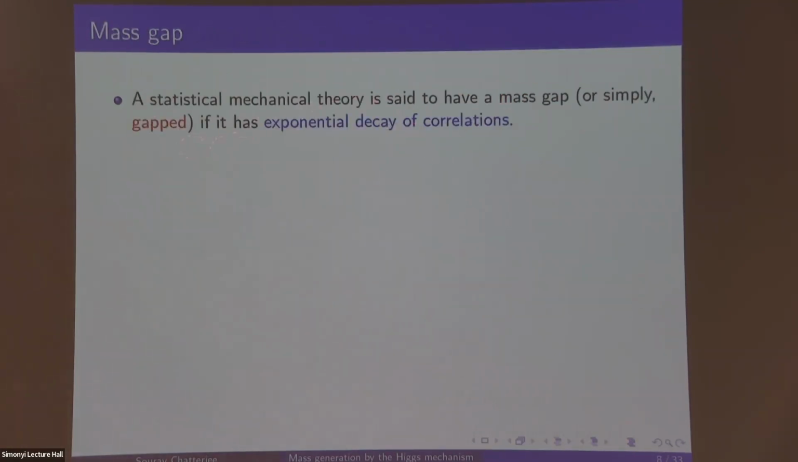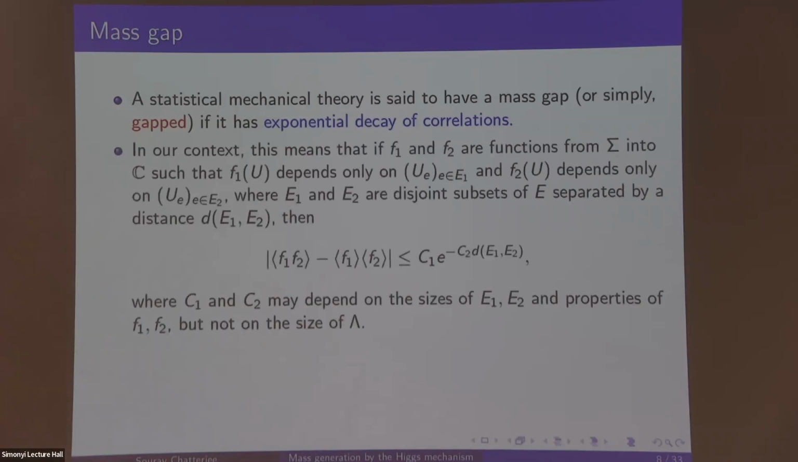So what is mass gap? Very roughly speaking, a statistical mechanical theory is said to have a mass gap if it has exponential decay of correlation. If you go to a quantum theory, it's related to the eigenvalues of the Hamiltonian. But if you translate it to statistical mechanical theories, you can just think of it as exponential decay of correlations.